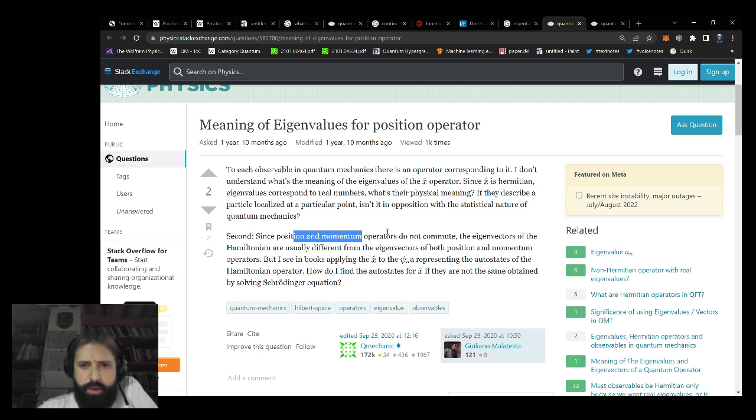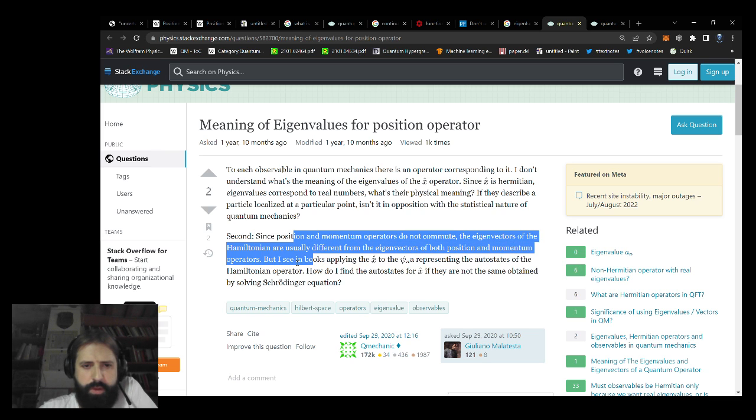If the position and momentum operators do not commute, the eigenvectors of the Hamiltonian are usually different from the eigenvectors of both. But I see in books applying the eigenstates of the Hamiltonian operator. How do you find such states?